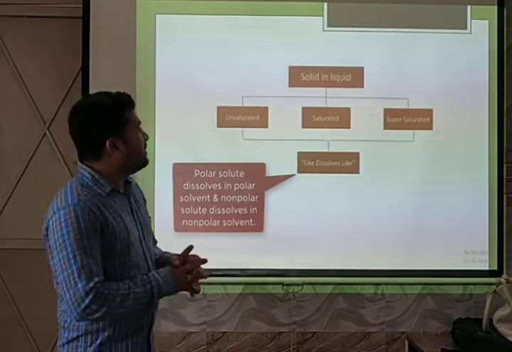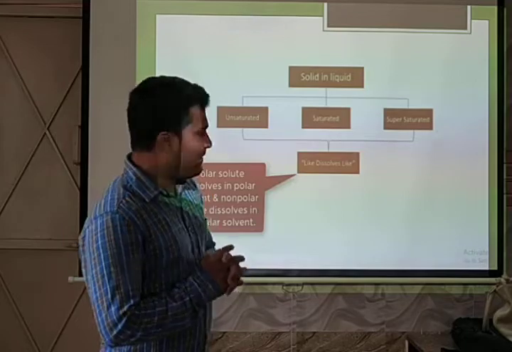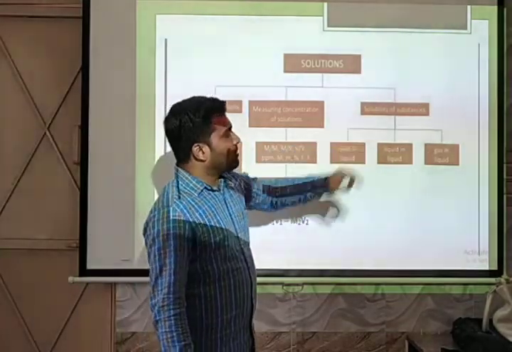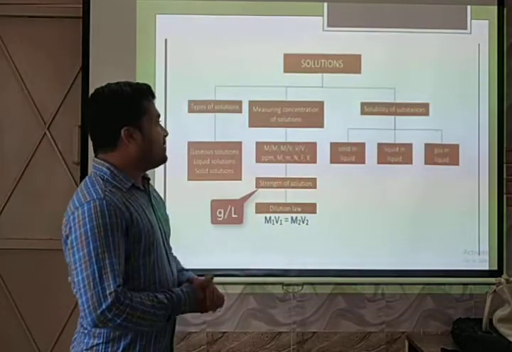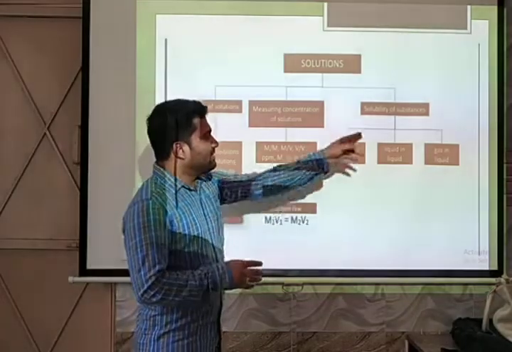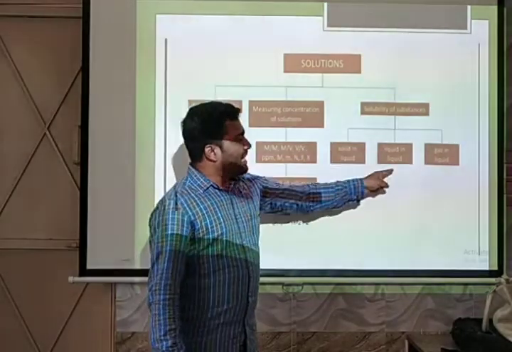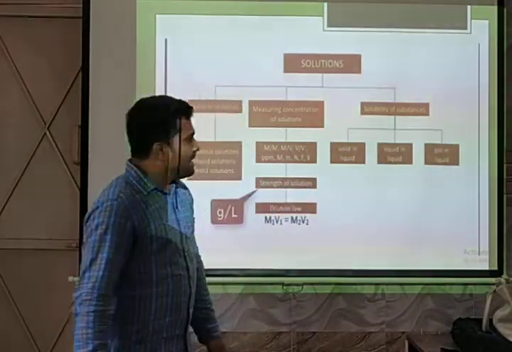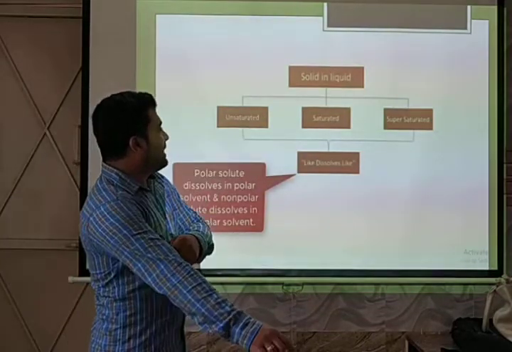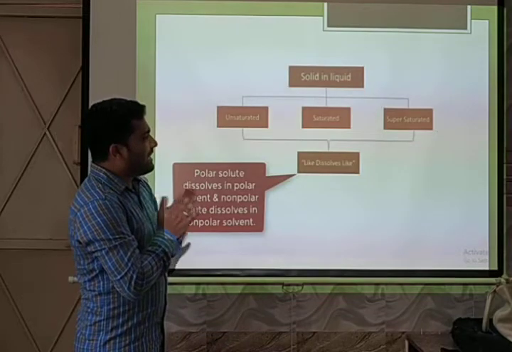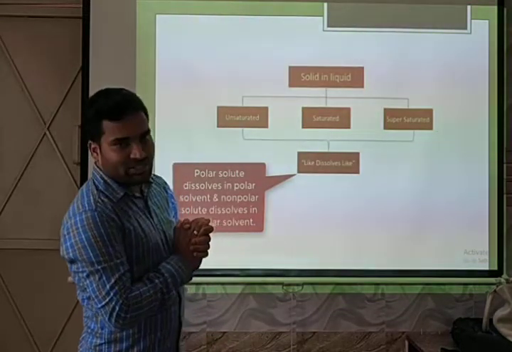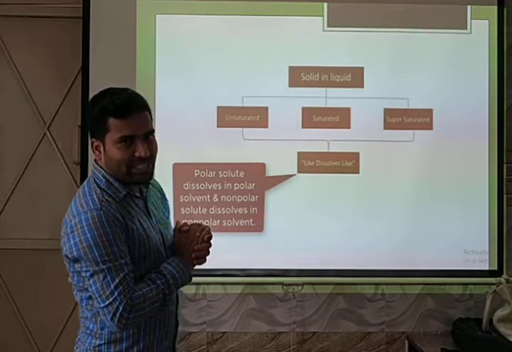So next, we have seen solid in liquid. Again, next is solubility of substances. Based on the type of solute dissolved in the type of solvent, we are going to classify these three: solid in liquid, liquid in liquid, and gas in liquid. Let's see the first one, solid in liquid. Here we may get three types of solutions: unsaturated solution, saturated solution, and supersaturated solution.